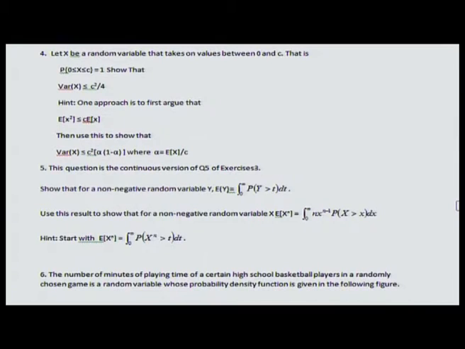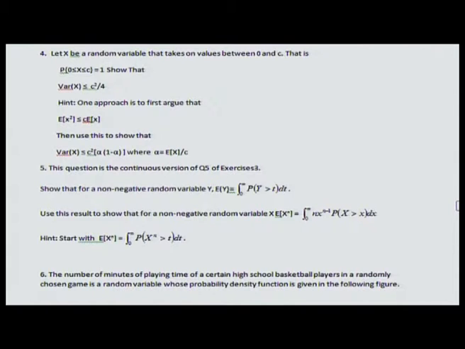Question 4. x is a random variable that takes on values between 0 and c, that is, the probability x lying between 0 and c is 1. So, show that variance of x is less than or equal to c square by 4. I am just asking you to get an upper bound for the variance, and you see the only information you are given is that x lies between 0 and c.